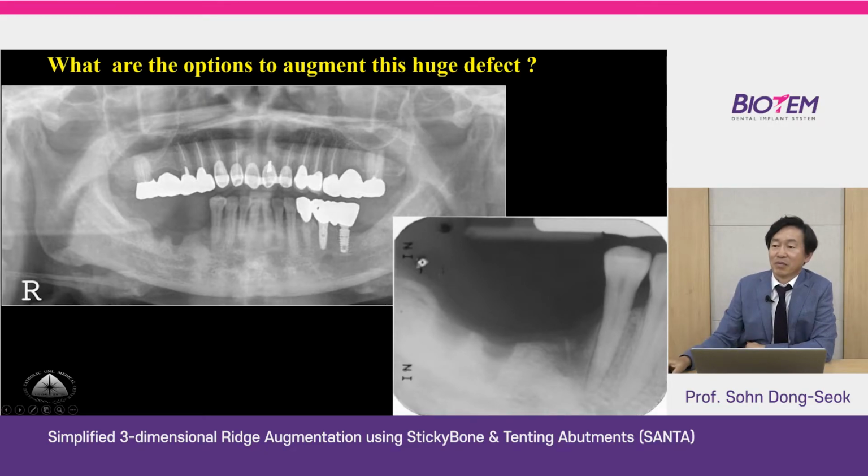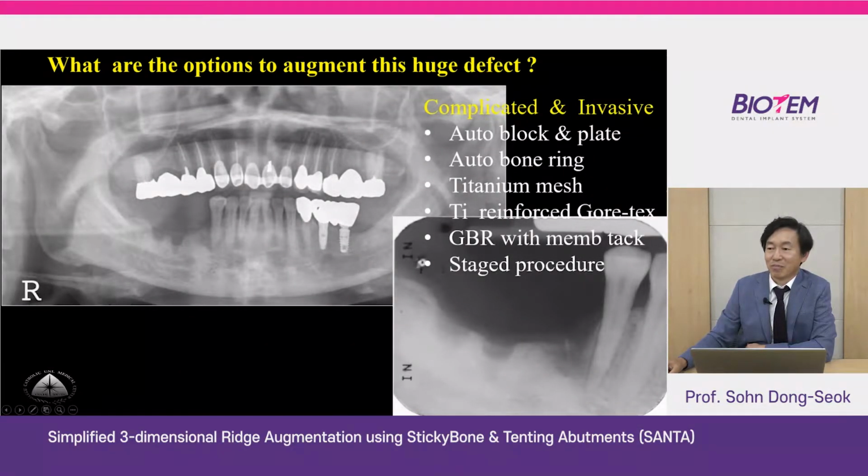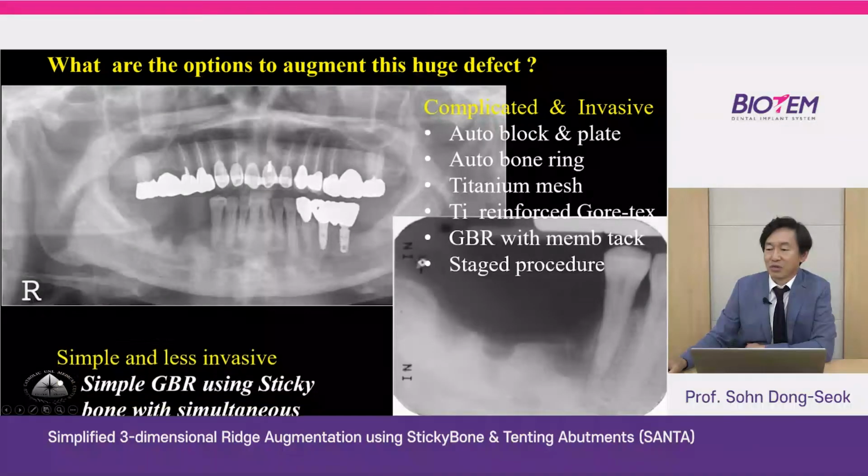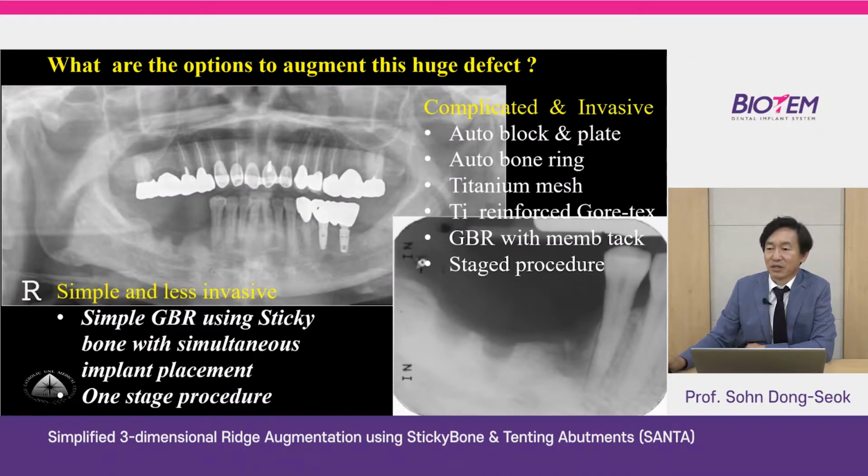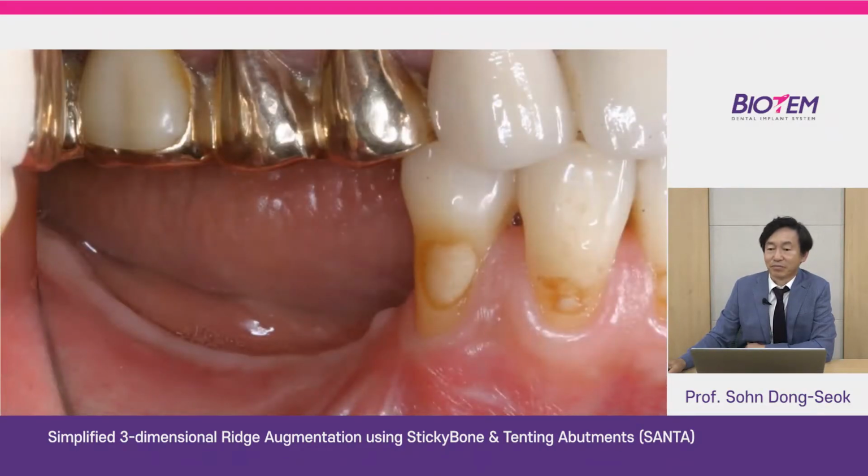What are the options to augment this huge defect? What would you like to do in this area? This posterior mandible shows about a 6 millimeter vertical defect. Would you like to use a complicated technique or a simple technique? As a complicated, invasive technique, you can use block bone or ring bone, mesh, or the bony plate technique as a staged procedure. I prefer patient-oriented, patient-comfortable techniques using simple GBR with sticky bone as a one-stage procedure in order to reduce the edentulous healing period. This is the intraoral view.